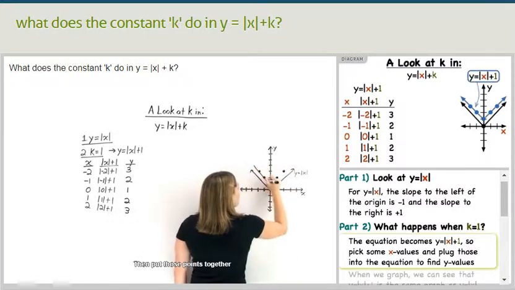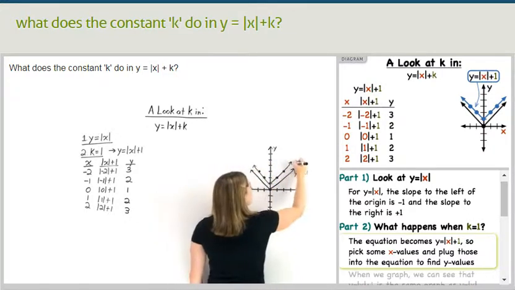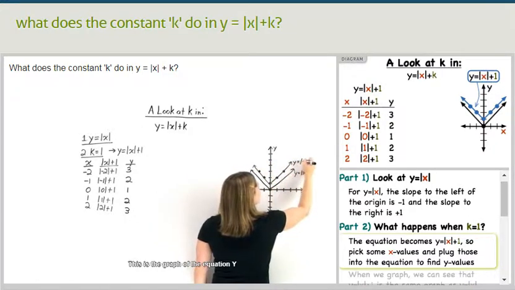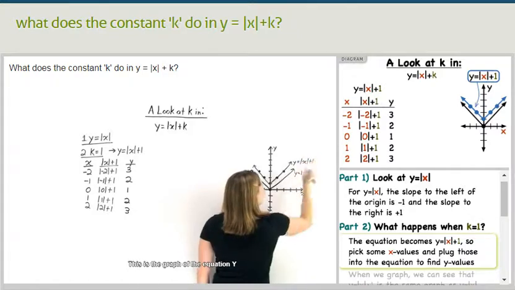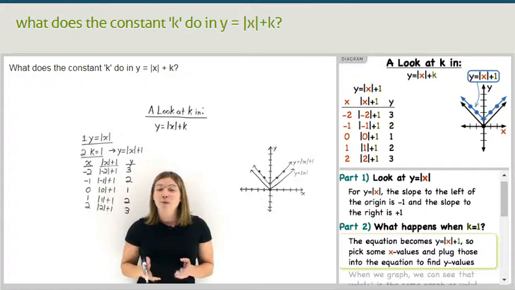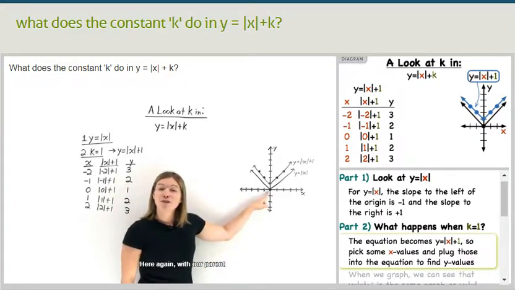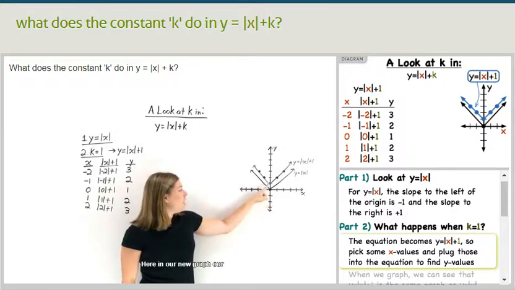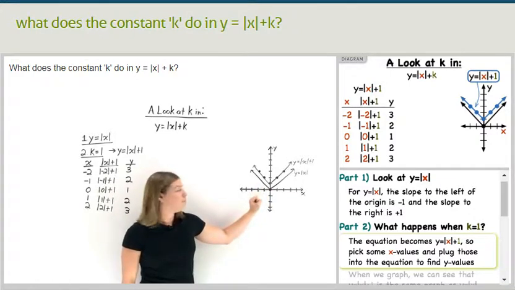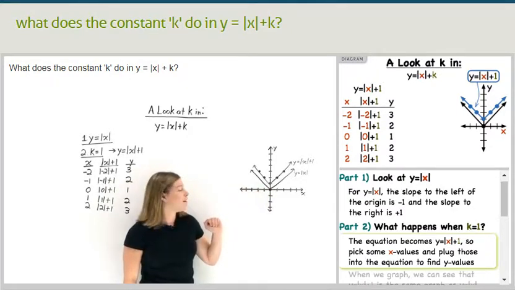Then we put those points together and we get this graph. This is the graph of the equation y equals the absolute value of x plus 1. Now let's take these two graphs and compare them. Here again, with our parent function graph, we had a vertex of 0, 0. Here, in our new graph, our vertex is the point 0, 1. So, the y value of our vertex increased by 1.